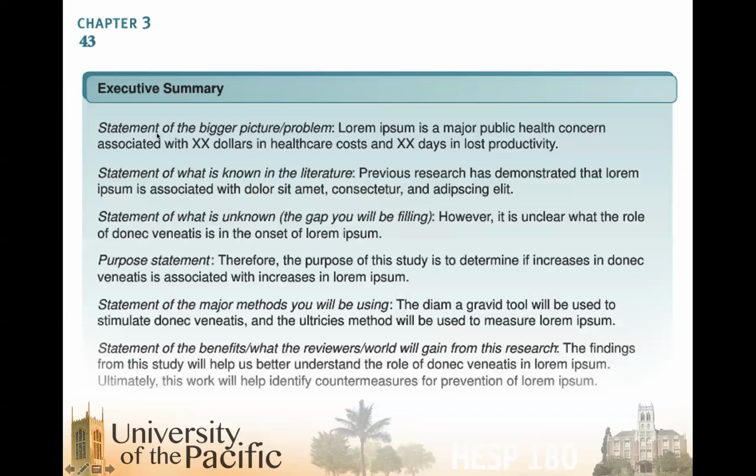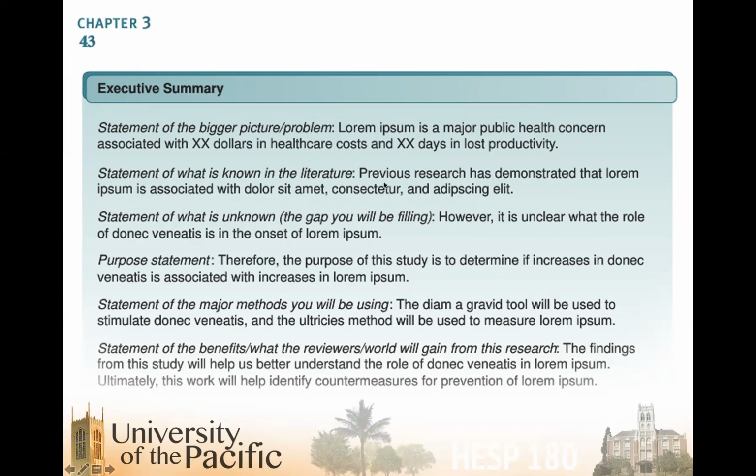And here are your subheadings. Start with the statement of the bigger problem. Here's the perspective, the context, the big picture. And don't write a bunch of Latin gibberish about public health concern, blah, blah, blah. Then move on to the next thing, the statement of what is known. Remember the Donald Rumsfeld stuff: the known knowns, known unknowns, and unknown unknowns. So, statement of what is known in the literature.